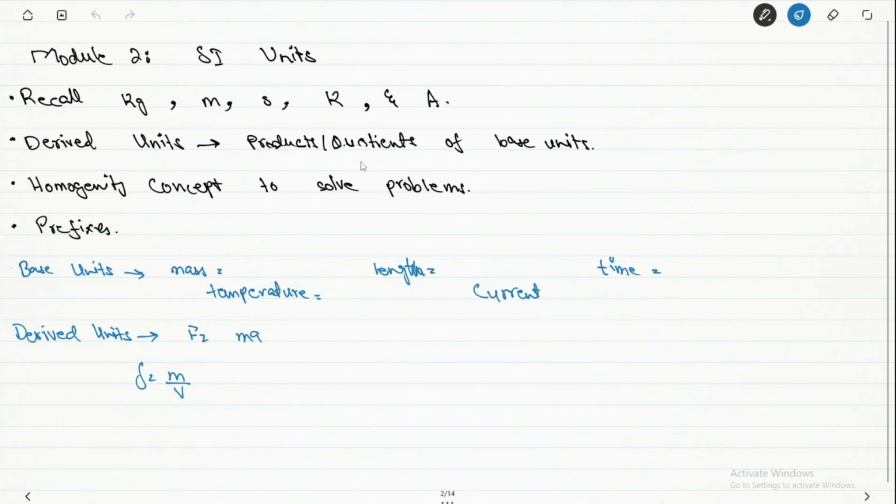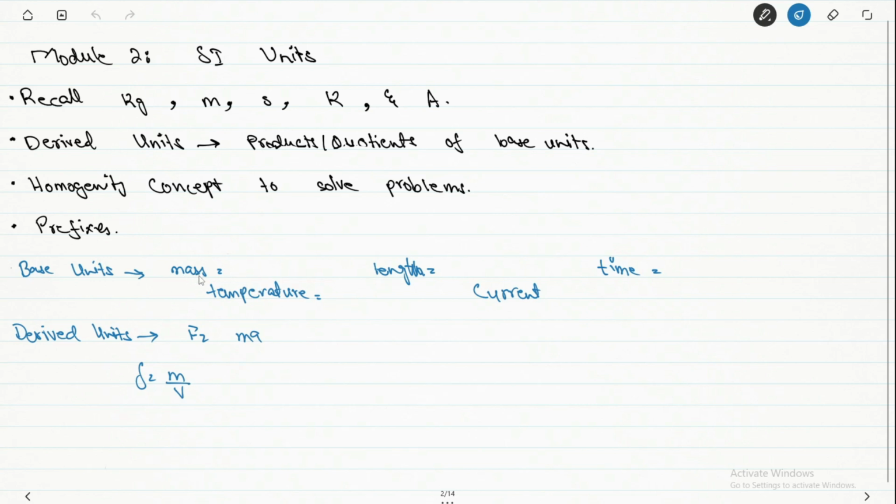So now module 2, which is SI units. The first thing you need to know in this module is what are base units. Base units are the basic units of measurements that other units will be derived from, right?